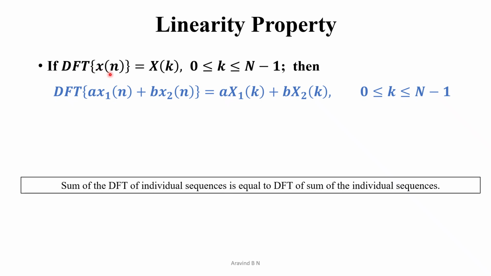If DFT of x of n is equal to x of k for all the values of k ranging from 0 to n minus 1, then DFT of a x1 of n plus b x2 of n is equal to a x1 of k plus b x2 of k for all the values of k from 0 to n minus 1. So in this expression, a and b are constant values and x1 of n, x2 of n are the time domain representation, x1 of k and x2 of k are the equivalent frequency domain representation.